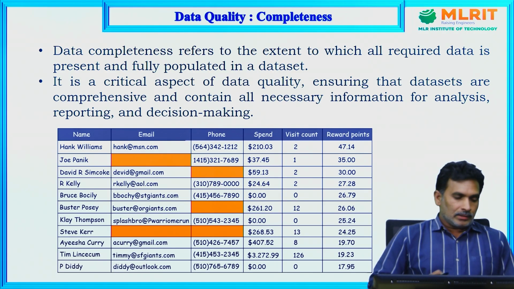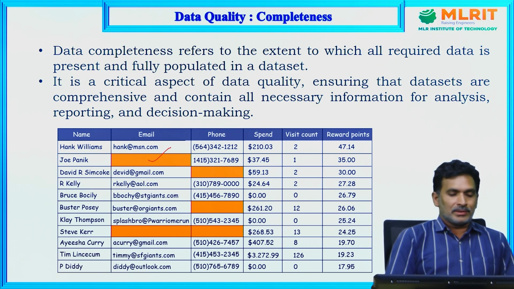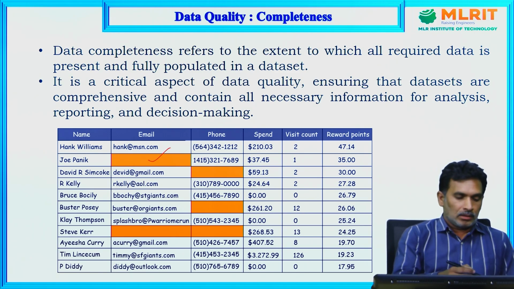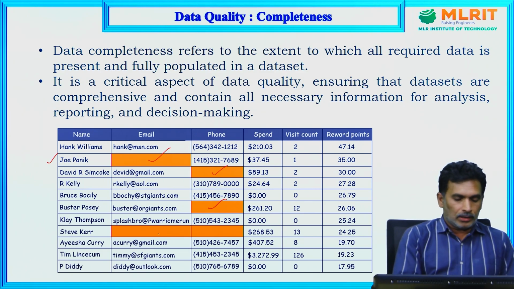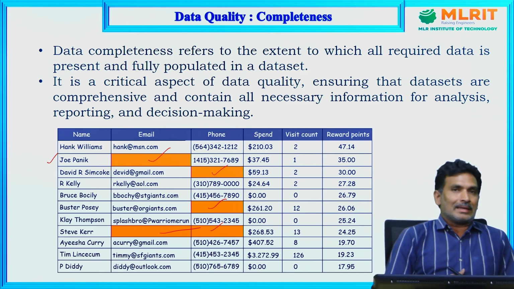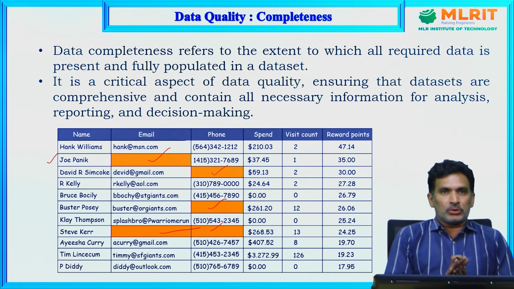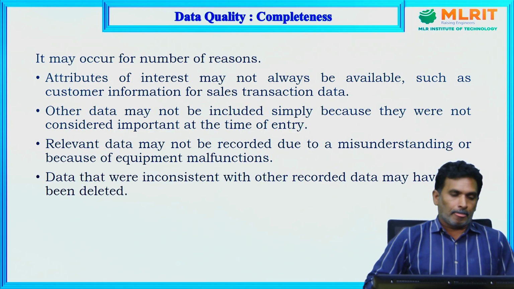For example, you can see in this table, highlighted with orange color, these are the missing, incomplete data. In this record, the email is missing. In the third record, the phone number is missing. And for the next record, both fields of information are missing. So it is a critical aspect of data quality to ensure that data sets are comprehensive and contain all necessary information for analysis, reporting, and decision making.